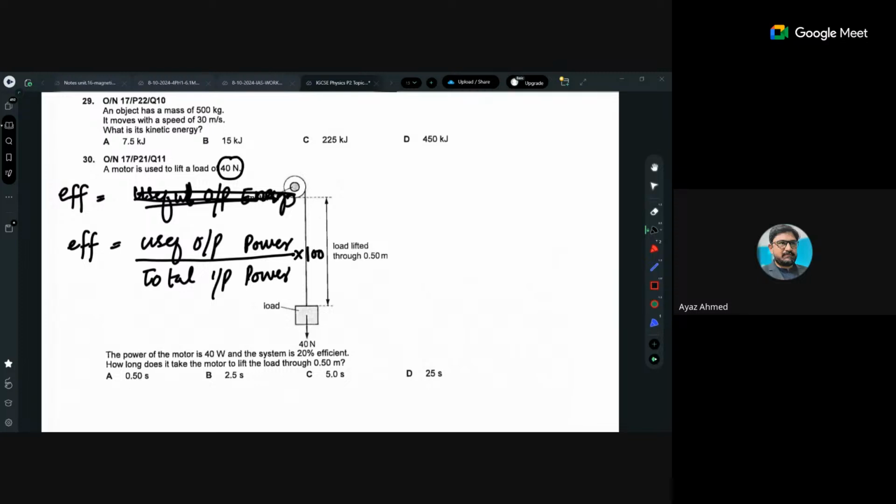So what is efficiency here? Efficiency is 20%. What is useful output power? As I told you, that energy is mgh, because this is the output energy. But when I convert energy into power, energy divided by time is equal to power. So output power is equal to mgh divided by t. I will use that formula as the useful output.